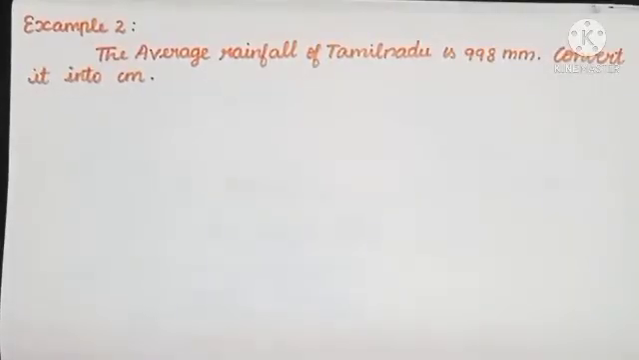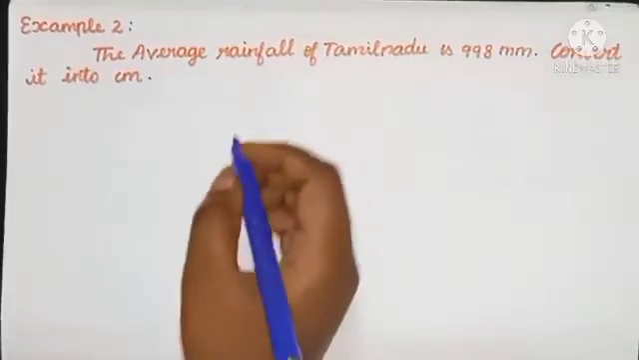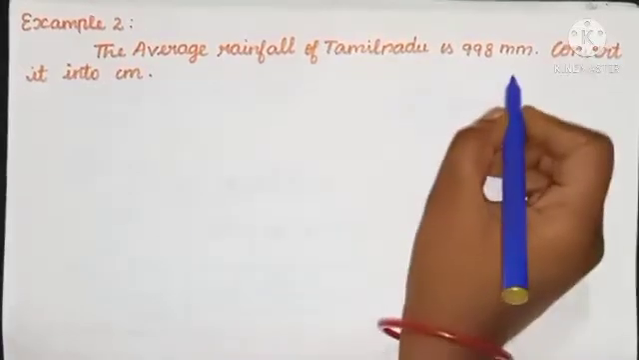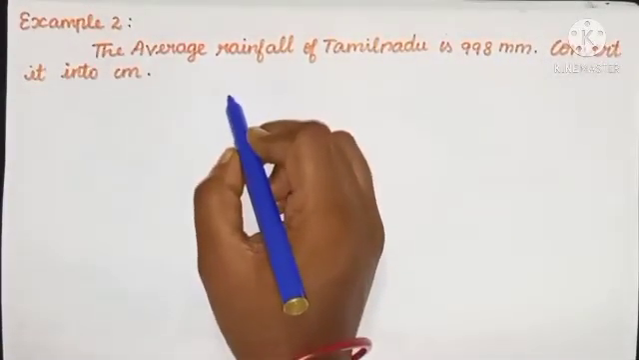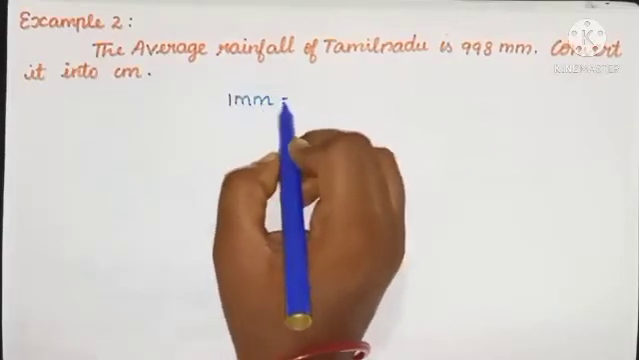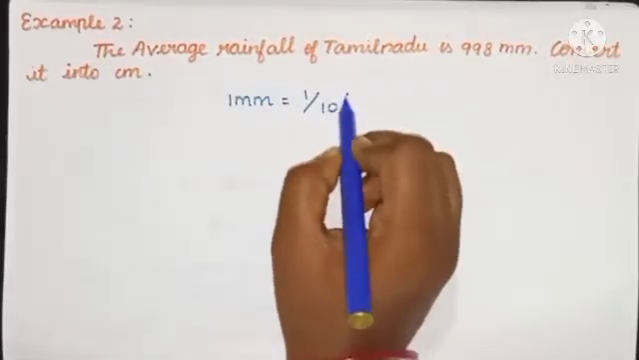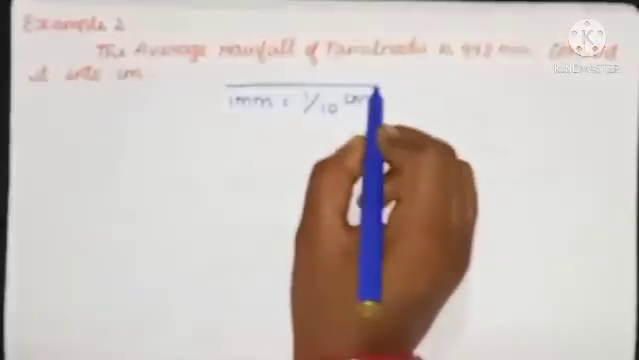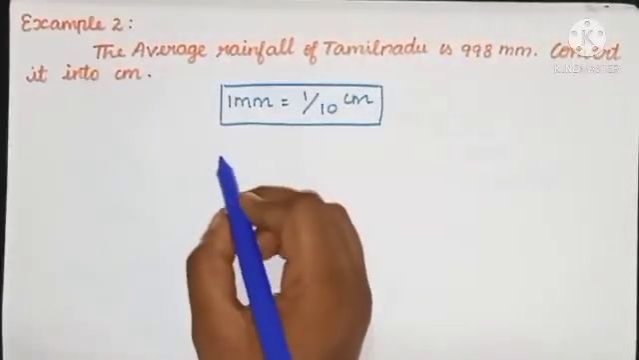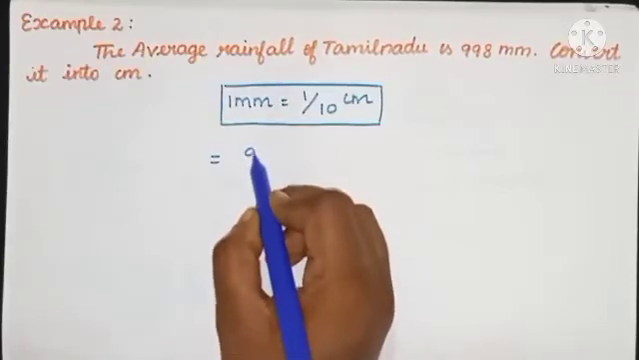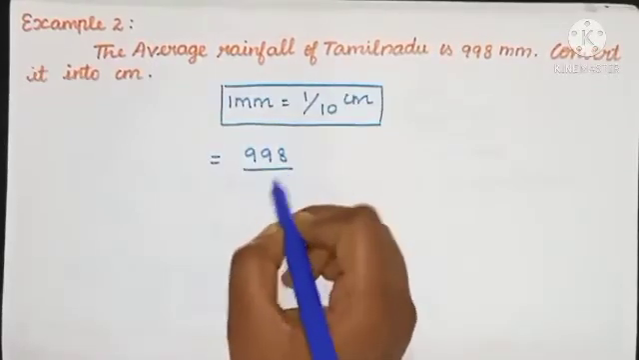As we already know that 1 centimeter is equal to 10 millimeter. But here we have to convert millimeter into centimeter. Therefore, 1 millimeter is equal to 1 by 10 centimeter. So we have to divide 998 by 10.